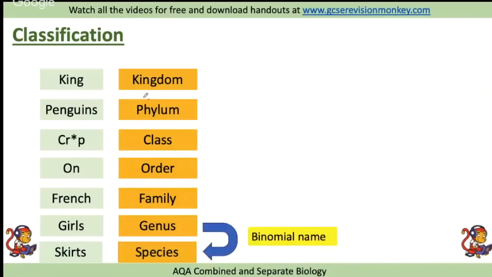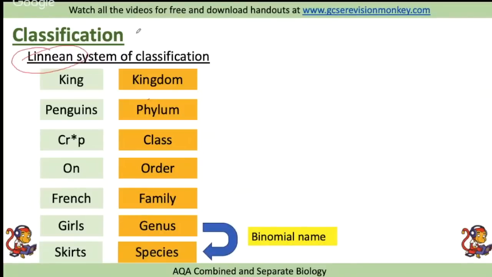So this classification system here is called the Linnaean classification system, and it was developed by somebody called Carl Linnaeus. So he came up with this system, and all of the animals and plants and fungi and bacteria that he could see, he put them in this system.